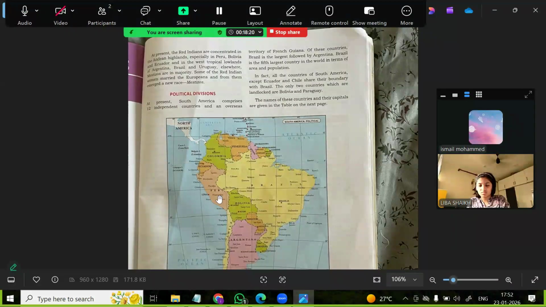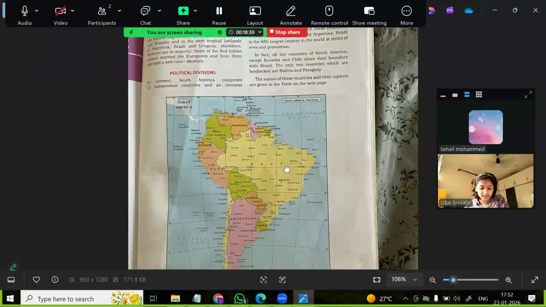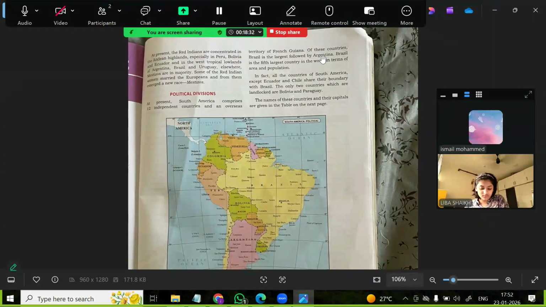Okay, if you see from this map, what is the biggest country in South America? Brazil. Next biggest? Argentina. Yeah, Argentina. Okay, of these countries, Brazil is the largest, followed by Argentina. Brazil is also the fifth largest country in the world.